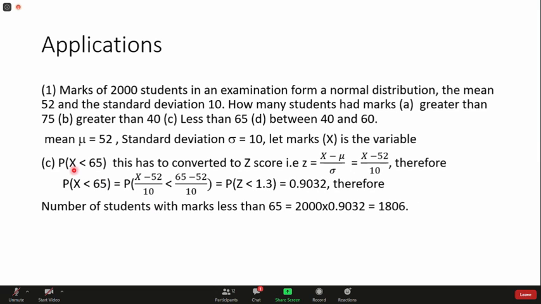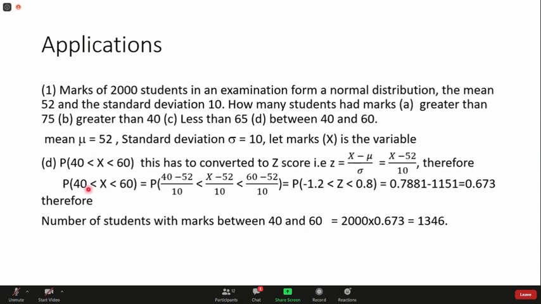Less than 65, actually, correct. Directly you can read the table, right? And this time, he said less than 65 minus 52 by 10, that is, less than 1.3. He said less than 1.3. See the plus side, 1.3, 0.9032, the table value. Right? He said less than, no, every time the table value will give the probability. Multiply by 2000. In this case, we are handling 2000 students. No? So we get 1806 students get marks less than 65. So similarly, you can get that range also.